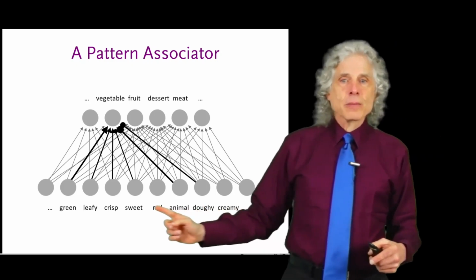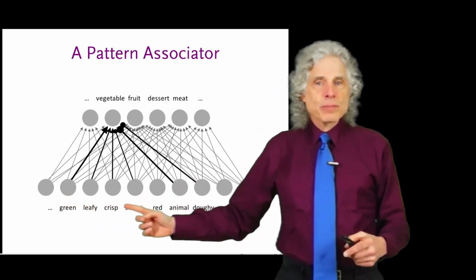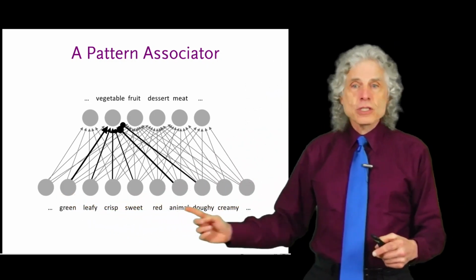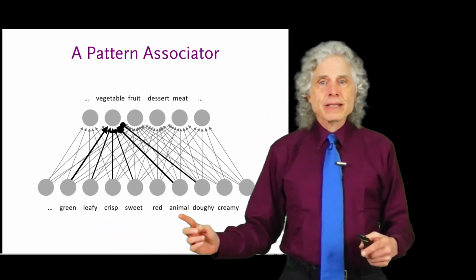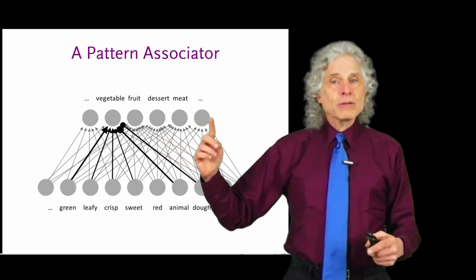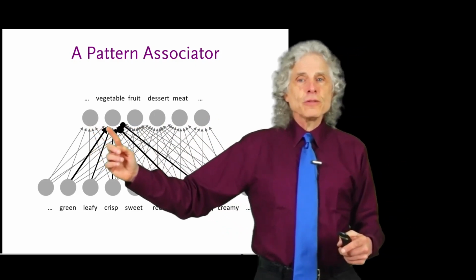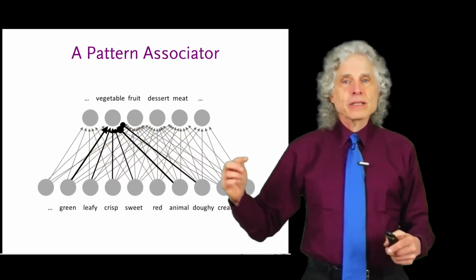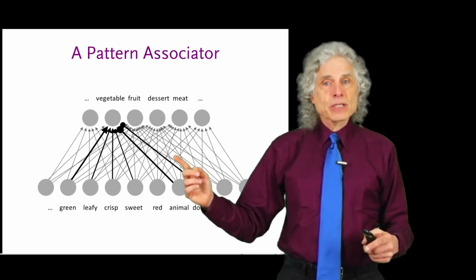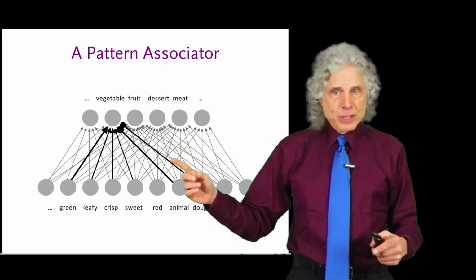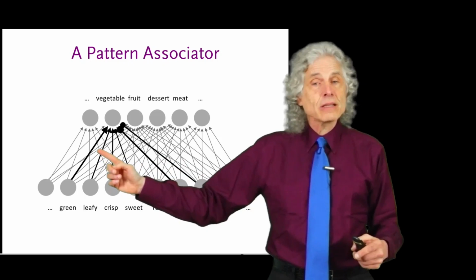Imagine that these are a bunch of feature detectors for various properties of foods: green, leafy, crisp, sweet, red, and so on. Here are a bunch of output neurons for different categories of food: vegetable, fruit, dessert, meat, and so on. I've indicated this time the strength of the synapses, because it's too messy to put in numbers, just by the thickness of the lines.